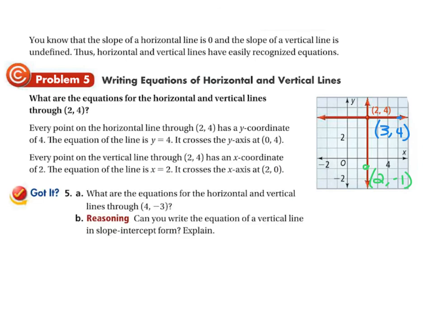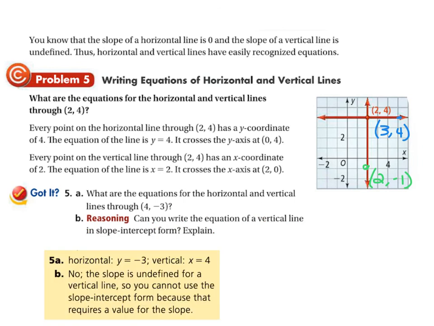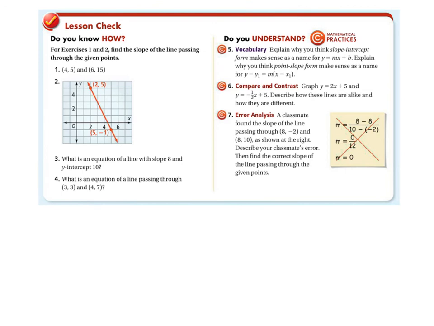All right, try yours. What are the equations of horizontal and vertical lines through 4, -3? And can you write the equation of a vertical line in slope-intercept form? Explain it. Think about it, and you'll be able to do this. Okay, hopefully that quick-ish review was useful for you to recall all the stuff that you learned last year in Algebra 1. Try these lesson check problems just to verify that you know exactly what's going on, and particularly stuff like this error analysis is good to make sure that you know how to catch errors.